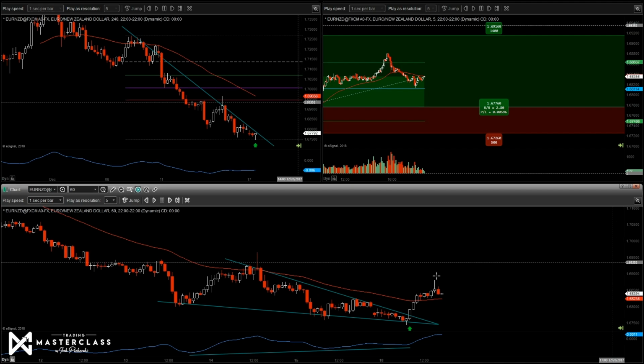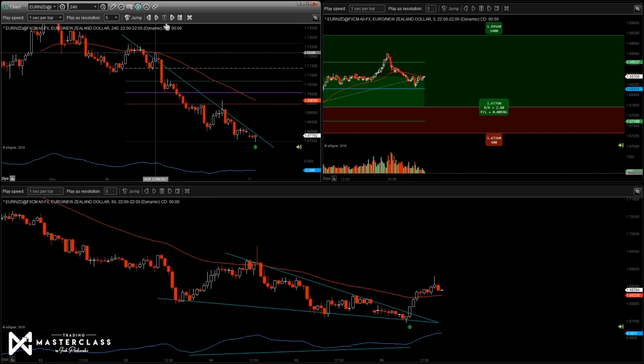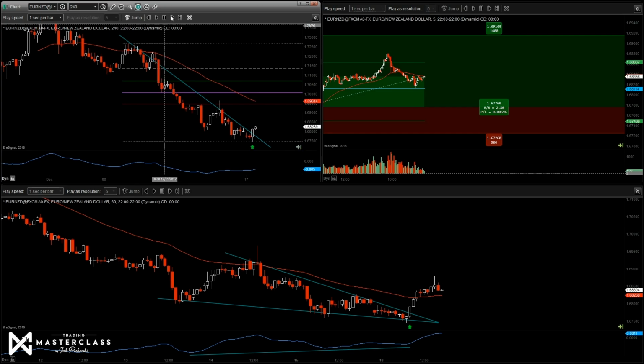Now what does this look like? What kind of strategy is this? Let's fast forward on the 5-minute time frame. You guys think about it. What is this starting to look like?